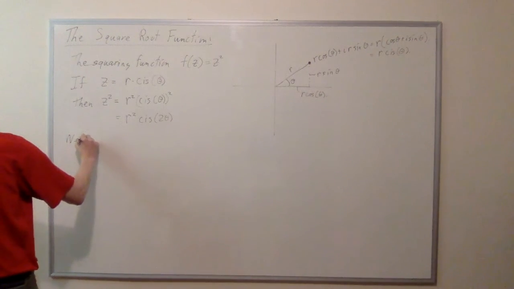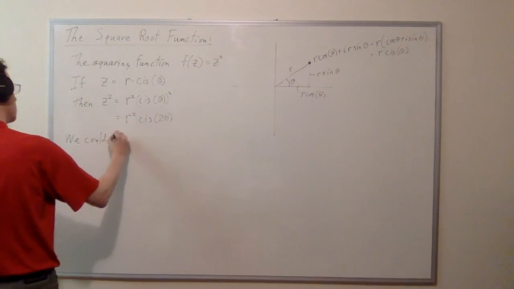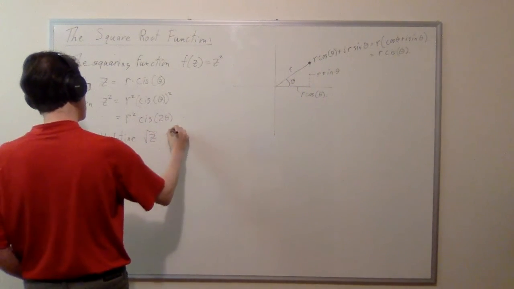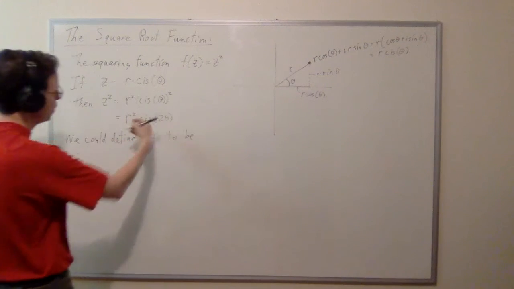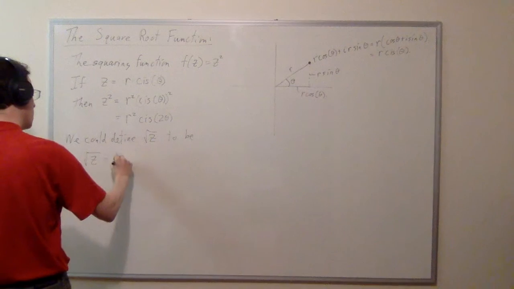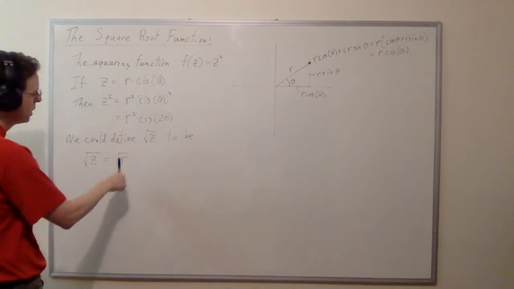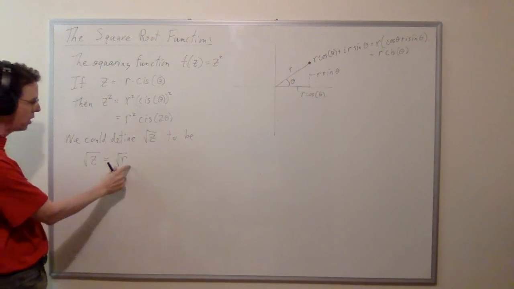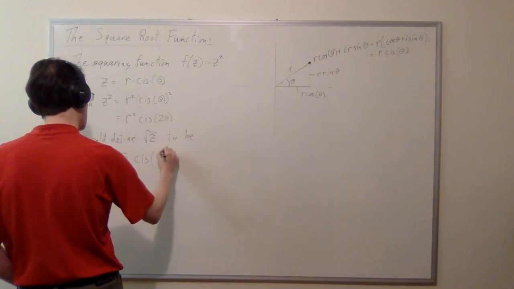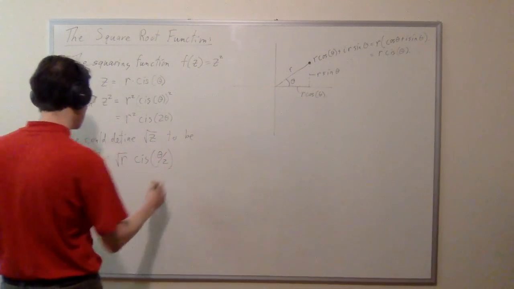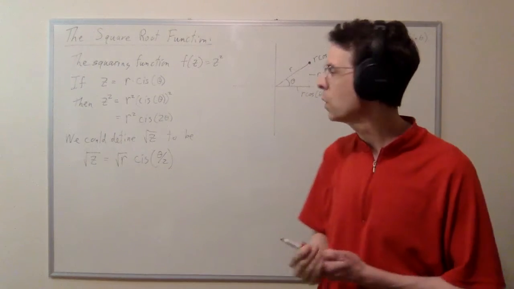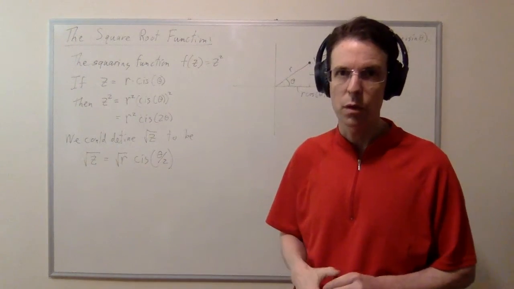So we could define the square root to be, well, we would just do the reverse. So the square root of z would be the square root of r. Now, is this a circular definition? We'll come back to it. So the square root of r times cis of theta over 2. So I've just defined the square root of z in terms of the square root of r, and you have to question, did I or didn't I give you a circular definition?